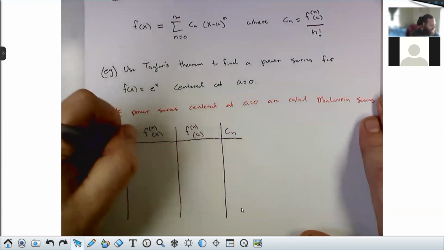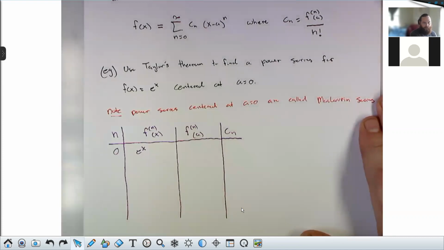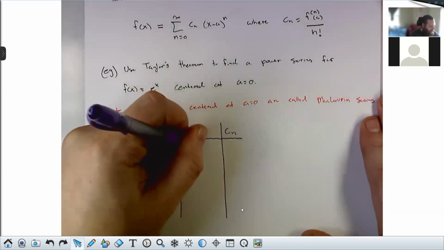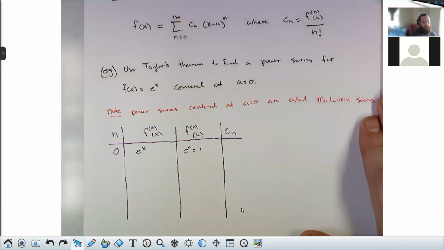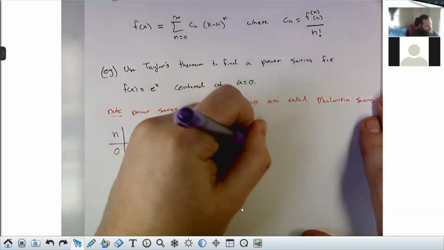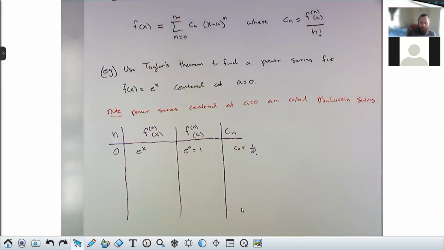So if I differentiate e to the x 0 times, it's going to stay e to the x. If I plug in 0, my center, for x, I get e to the 0, which is 1, which means that C0 is 1 divided by 0 factorial. And remember, 0 factorial is just 1. That's one row of the table. What we're going to do is fill out several rows and then look for a pattern.